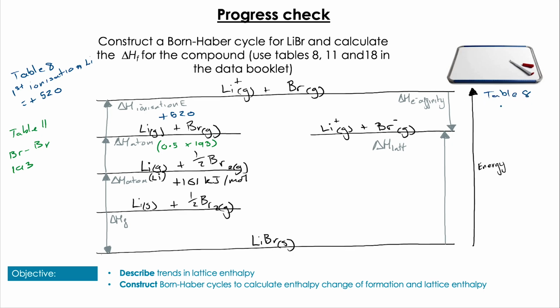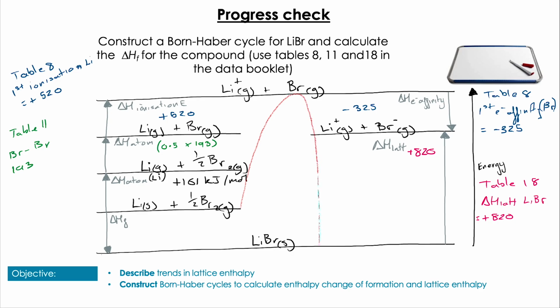Taking the electron affinity from table 8 for Br minus, we get minus 325 kilojoules per mole, and then we can go to table 18 to get the value of the lattice enthalpy for LiBr, and that shows us that we have plus 820 kilojoules per mole, and then we can put all of this together and solve for the enthalpy of formation. So remember, because of Hess's law, we can just sum them all the way around the cycle.